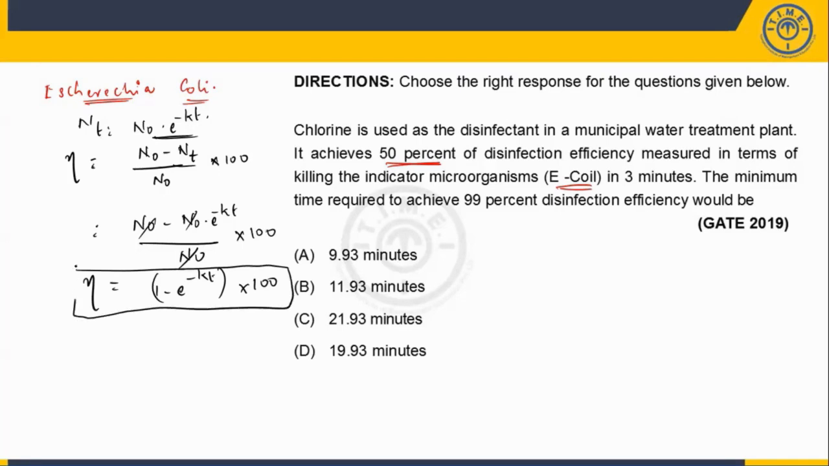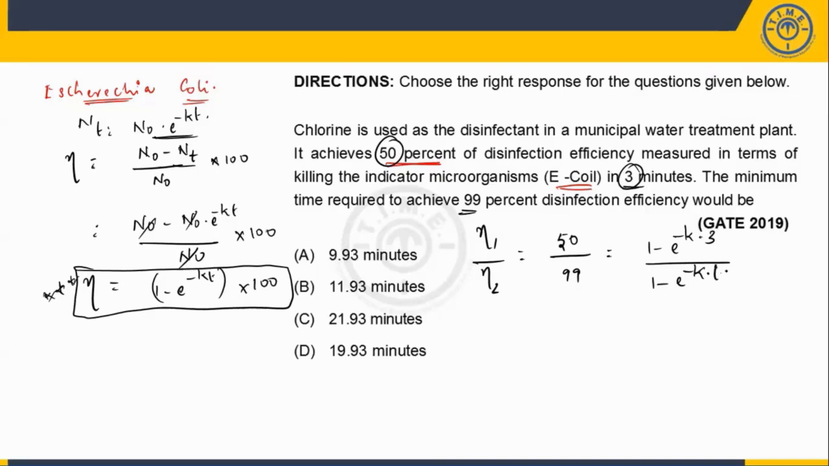Disinfection efficiency, you can directly remember this as a formula: eta equals 1 minus e power minus kt into 100. Now let's take eta 1 upon eta 2. What is eta 1? The initial efficiency is 50%. How much is the required efficiency? 99%. So 1 minus e power minus k into the initial time taken, 3, upon 1 minus e power minus k into t.